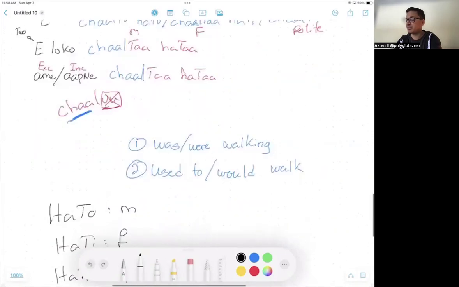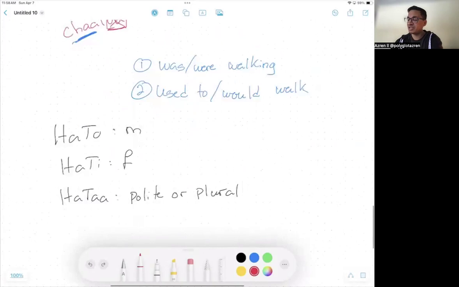When people are talking, they're most likely going to drop the ha. So, hu chalto, to. Tu chalti, ti. Chalta, ta. Chalta, ta. Chalto, to. Karto, to. Karti, ti. Bolta, ta. Bolto, to. Not bolto, hato. Bolto, hata. Bolta, hata. Bolti, hati.